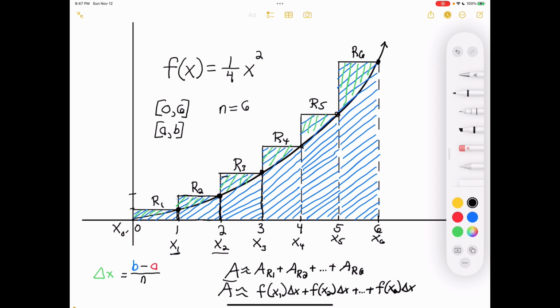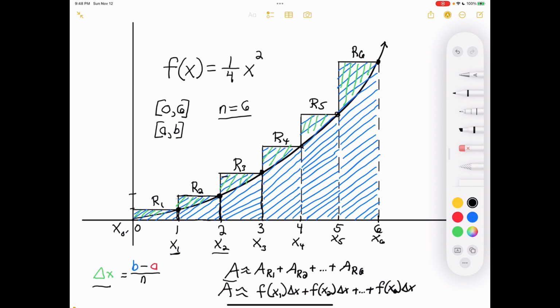Now, just to recap, the number of subintervals that we created is n. So in this case, it was n equals 6. Delta x is the width of each subinterval or rectangle. a is the starting point of the original interval, so in this case, 0, and b is the ending point, so in this case, 6. It's the lower bound and upper bound of the area under the curve from 0 to 6.